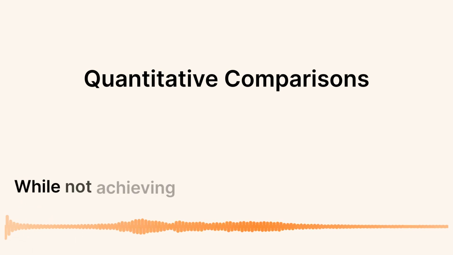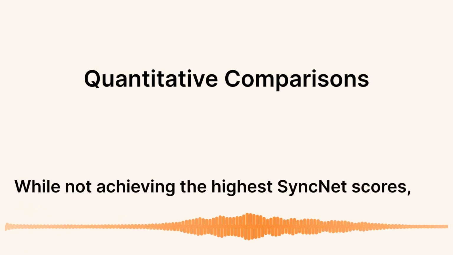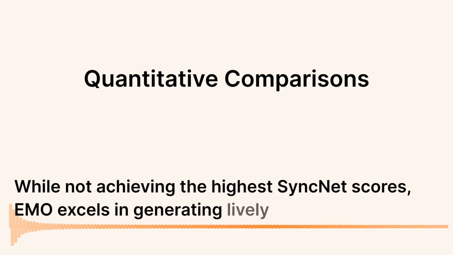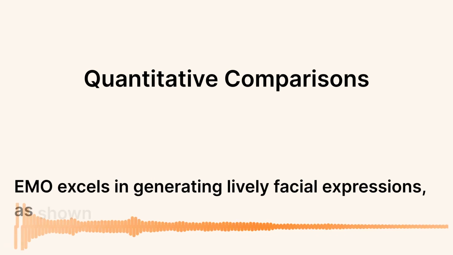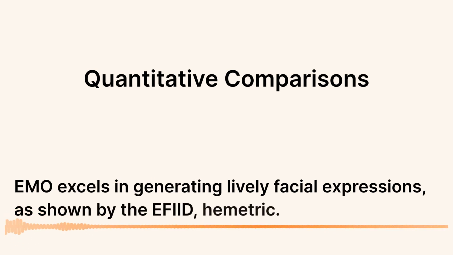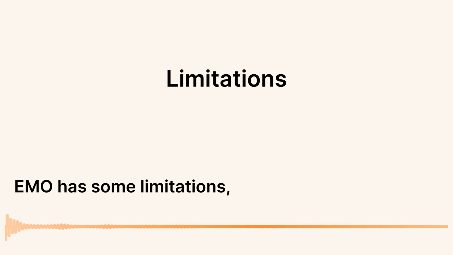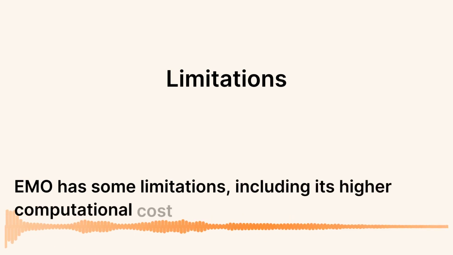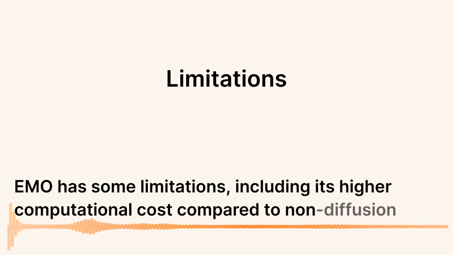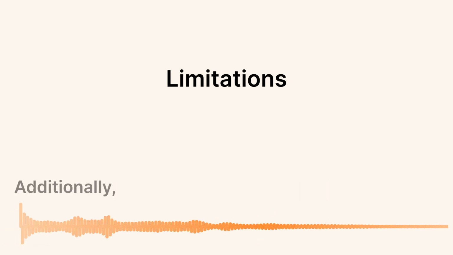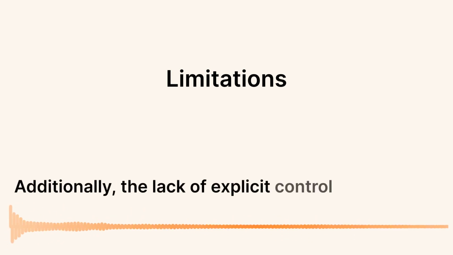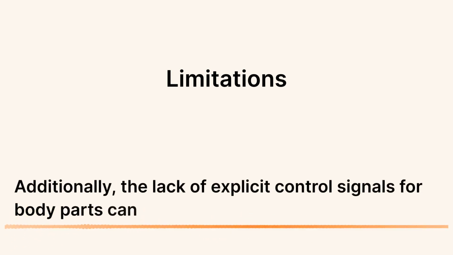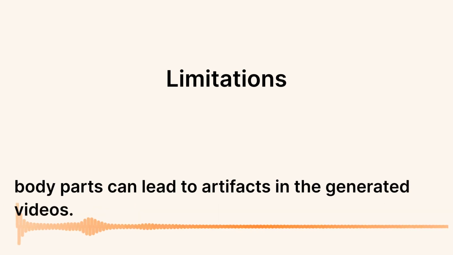While not achieving the highest SyncNet scores, EMO excels in generating lively facial expressions, as shown by the E-FID metric. EMO has some limitations, including its higher computational cost compared to non-diffusion-based methods. Additionally, the lack of explicit control signals for body parts can lead to artifacts in the generated videos.